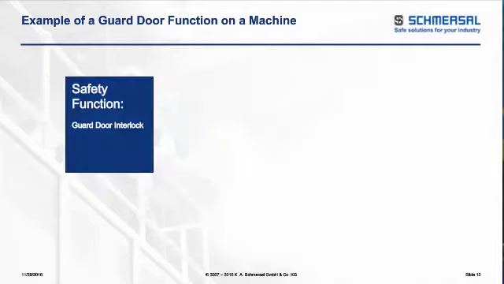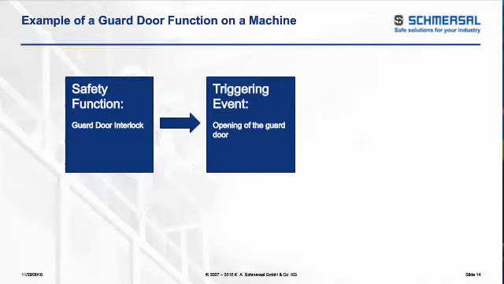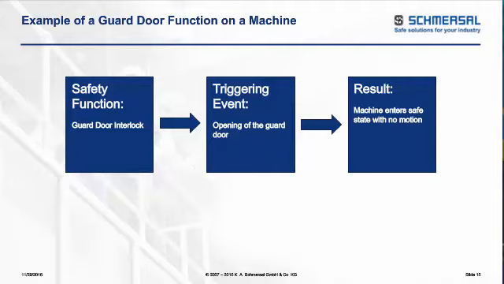So what happens a lot of times is when we look at identifying the safety function, in this case it's a guard door interlock function, we lay out what the actual triggering event is. Simply stated, as soon as I walk up to that guard door and I rotate the handle to pull that guard door open, the machine should enter in the safe state. So ultimately, what is the result? The result is machine enters safe state with no motion. So now we have our safety function identified, what the triggering event is, and what the result is.